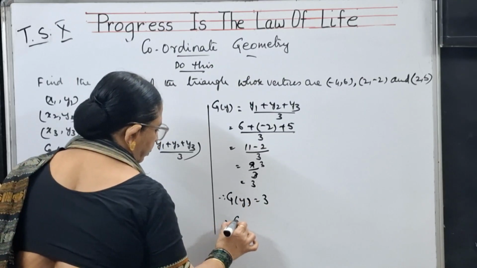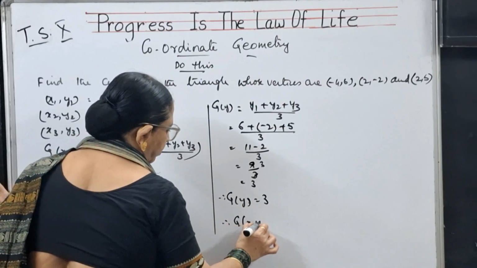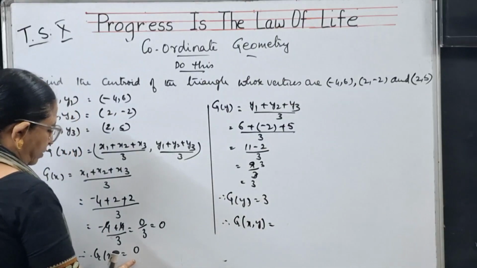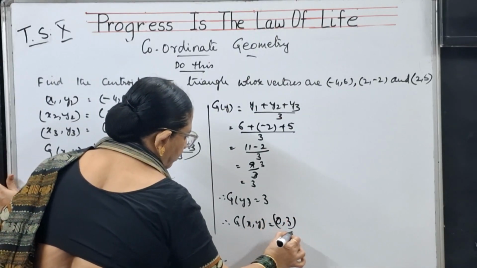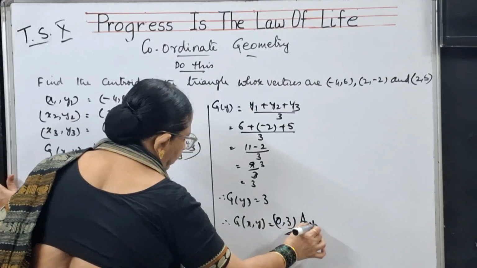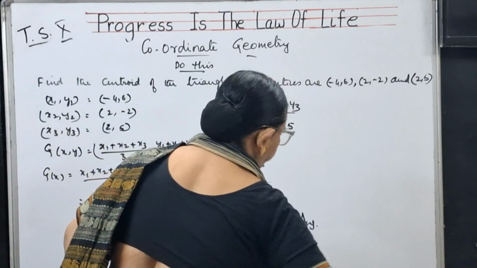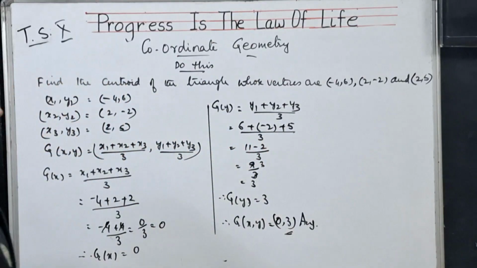So your answer is G of x, y. The x value is 0 and the y value is 3. So (0, 3) is the answer of this problem, children. Please note it down.